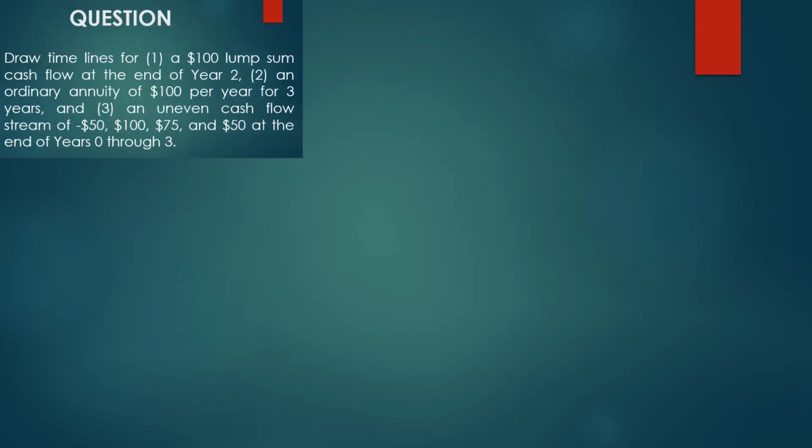So we have here our first question. Draw timelines for, first, a $100 lump sum cash flow at the end of year 2. Second, an ordinary annuity of $100 per year for 3 years. And third, an uneven cash flow stream of $50, $100, $75, and $50 at the end of years 0 through 3.